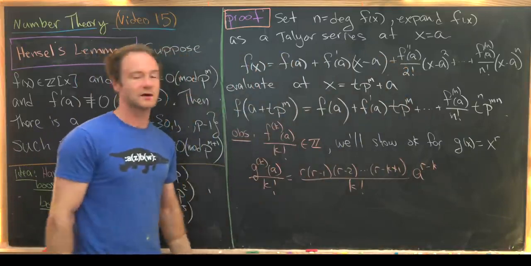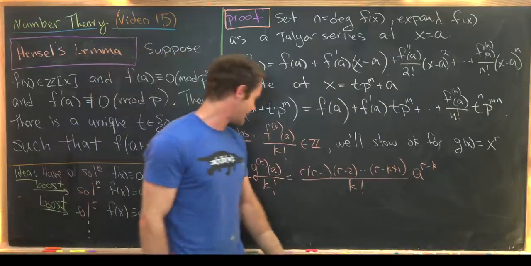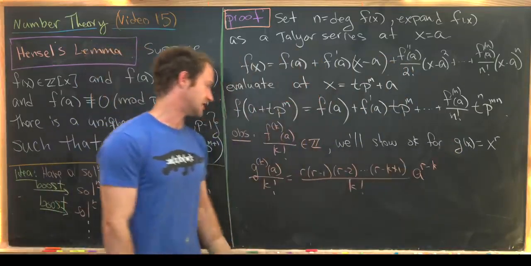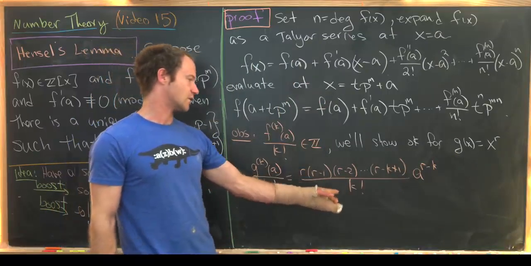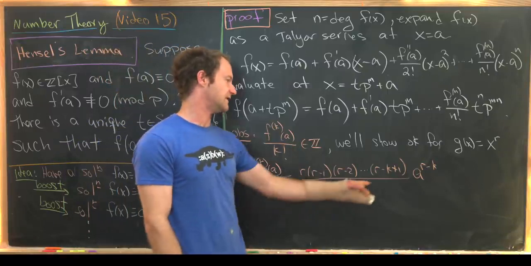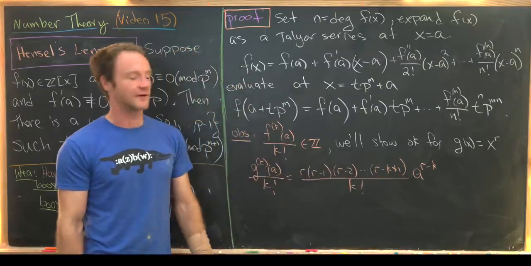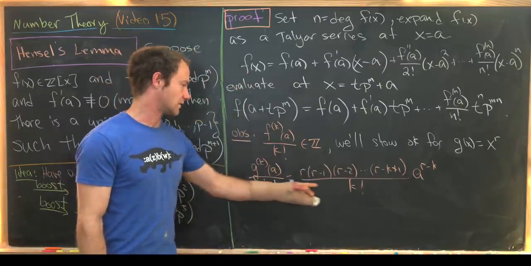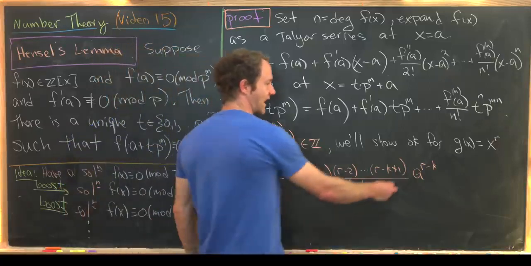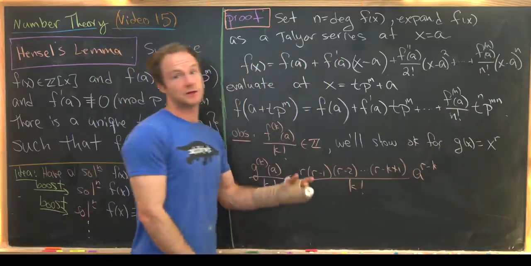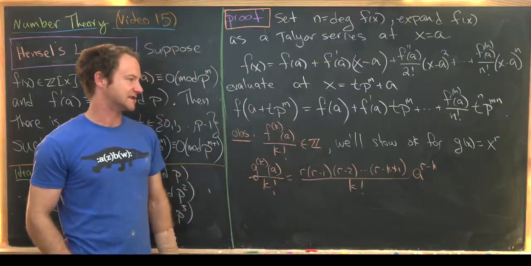So this numerator comes from taking repeated derivatives of this x to the r. The first derivative will give us the r, the second the r minus 1, the third the r minus 2, and then the kth will give us that guy way down there. Then the k factorial came along for the ride. And then each time we take a derivative, our exponent of x lowers by 1, giving us this a to the r minus k.